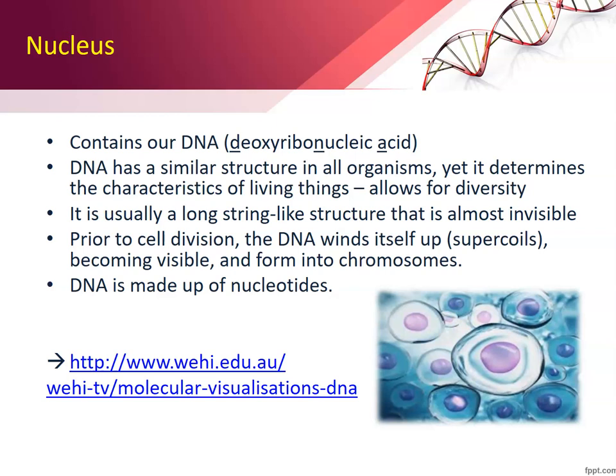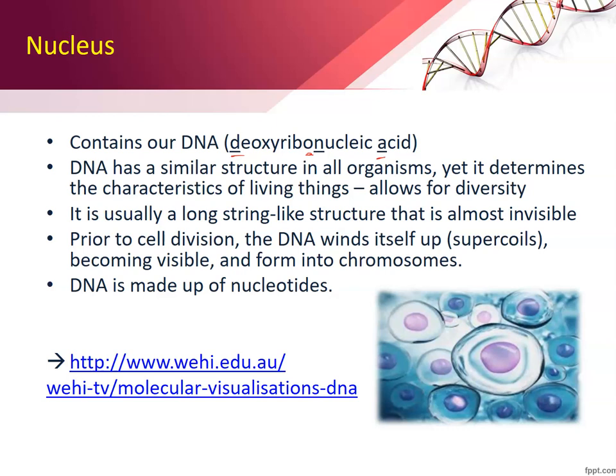So DNA is short for deoxyribonucleic acid. So we get the D and A from each of those. And it has a similar structure in all organisms. Some organisms have more, some have less, but its structure is pretty much the same. It's usually a long string-like structure that is almost invisible except for when it's being replicated when the cells are dividing. But it's basically like tiny, tiny little threads all throughout the nucleus of the cell. And that's because it's so long.